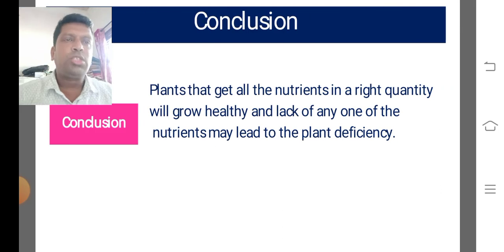Students, we have understood what are the different nutrients that are required by the plant for a healthy growth. So these nutrients should be supplied to the plants in the right quantity. If these nutrients are obtained by the plants in right quantity, then plants grow very healthy, and lack of any one of these nutrients may lead to the plant deficiency or even may lead to the death of a plant.